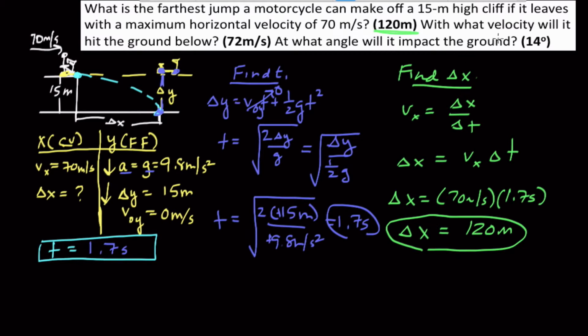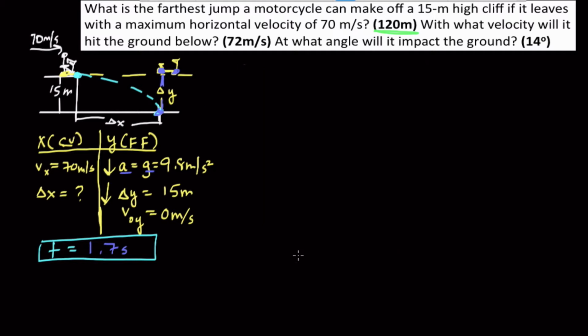Part 2 of this question says, with what velocity will it hit the ground and at what angle? So now let's work at that. I'm going to erase this other work I did and make room for that. So with what velocity did it hit the ground? It's going to be going horizontally, I know. This object's going to be going horizontally at 70 meters per second.